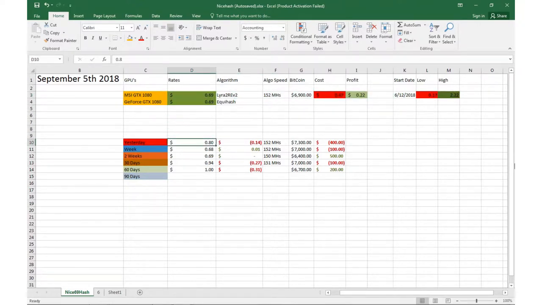Obviously, yesterday we were at 80 cents. That's a 14 cent difference from today. So we're down 14 cents today, and we're also down $400 from where we were yesterday as far as Bitcoin price goes. A week ago we were at 68 cents, so we're still up 1 cent from a week ago. And we're only down $100 on the Bitcoin price from a week ago. Sorry, 2 weeks ago we were about the same price, so that didn't really change.